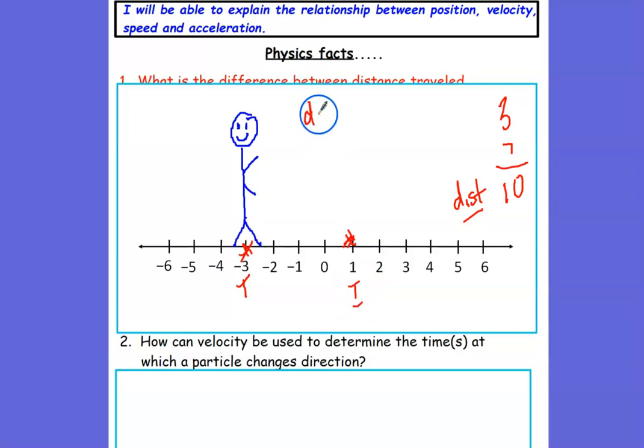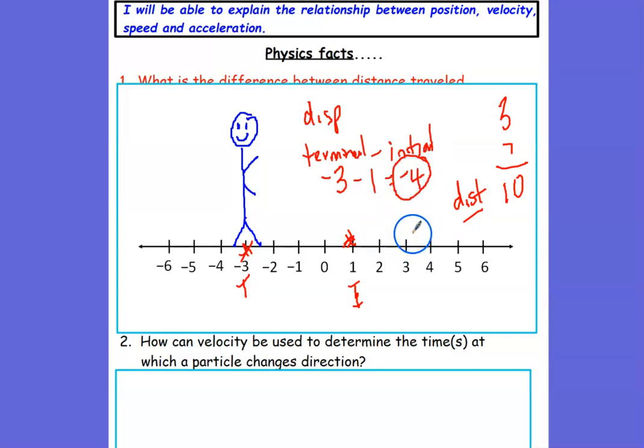So to get his displacement, we're going to take terminal minus initial. Terminal landing spot was -3. Initial spot was 1. -3 minus 1 is -4. That means that happy math guy is 4 units to the left of where he began. He landed at -4 displaced. That is his displacement.